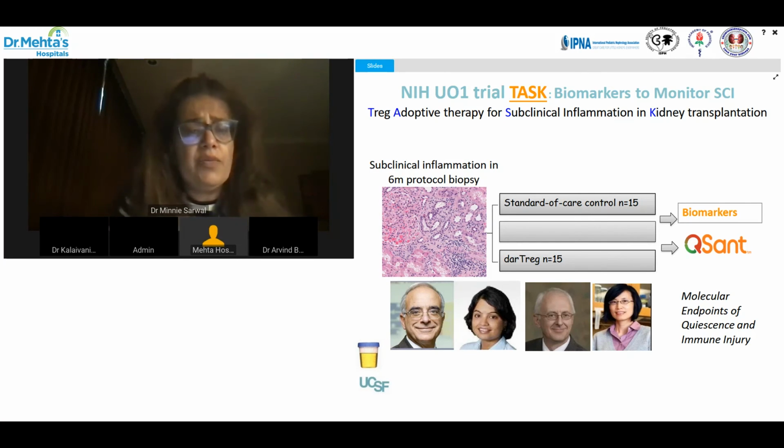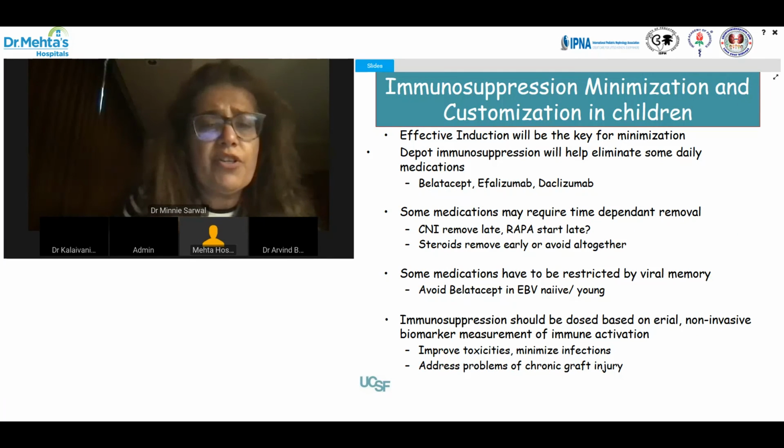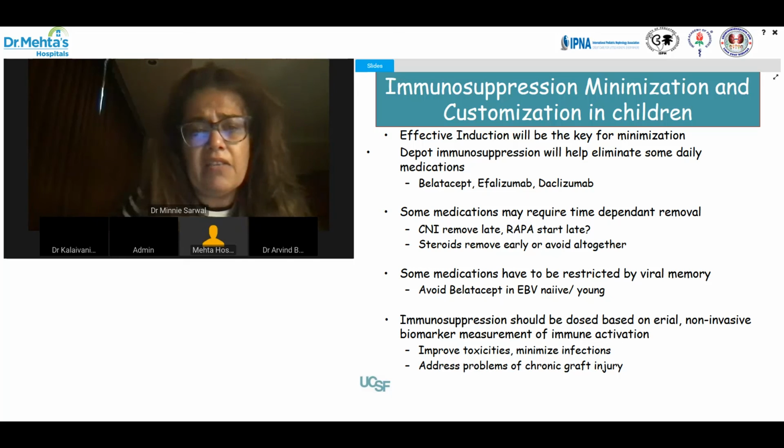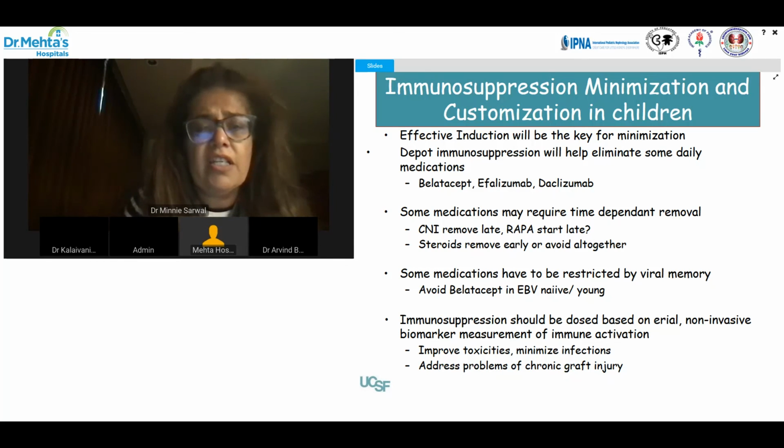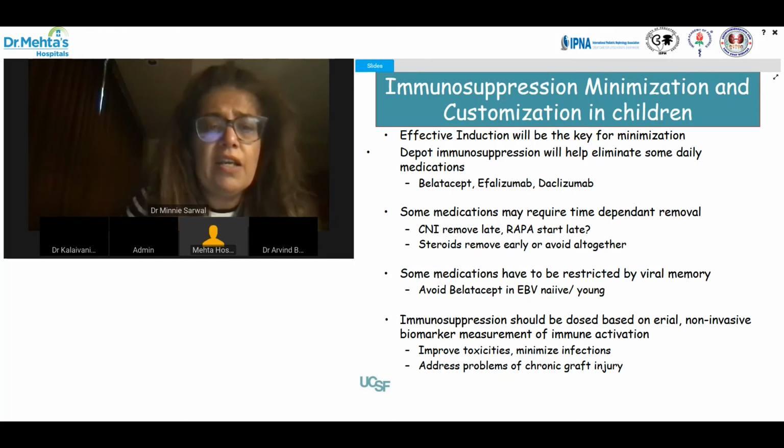So I just wanted to summarize by saying immunosuppression minimization and customization in children is a fine art that most of us pediatric transplant nephrologists have learned to walk the line. We understand that effective induction is going to be key for any kind of minimization that is needed in our patients. We believe that some kind of depot immunosuppression is going to be needed to eliminate some of the daily side effects of the medications and also tackle non-adherence.